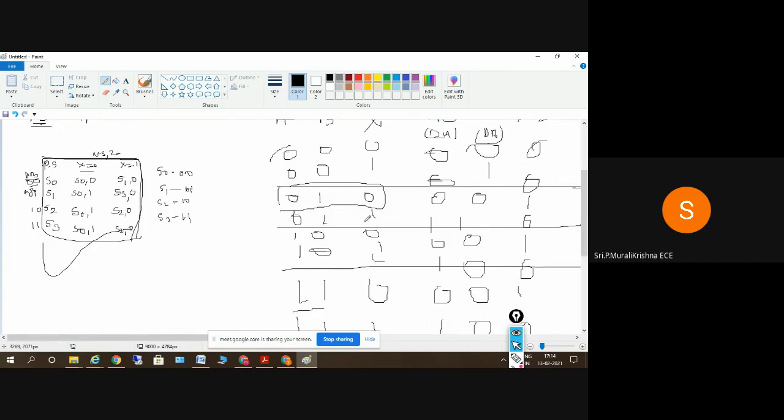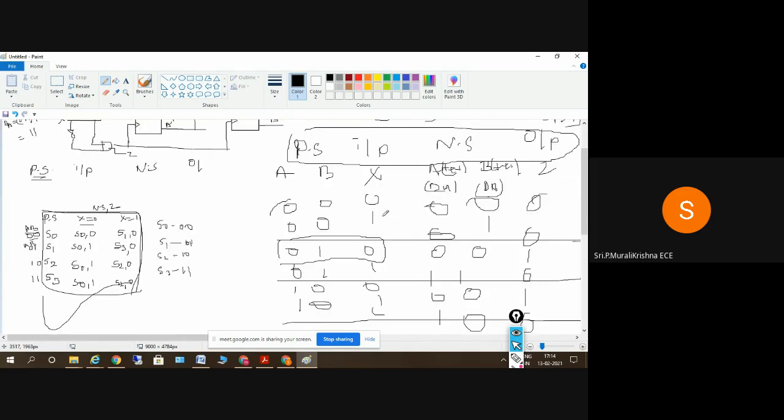So write all the 4 possible states, and when input x is equal to 0 and x is equal to 1, write all the possible transitions here. So what is the next state when input is given as x is equal to 0 and x is equal to 1 from the present state here? Clear? Yes, sir.